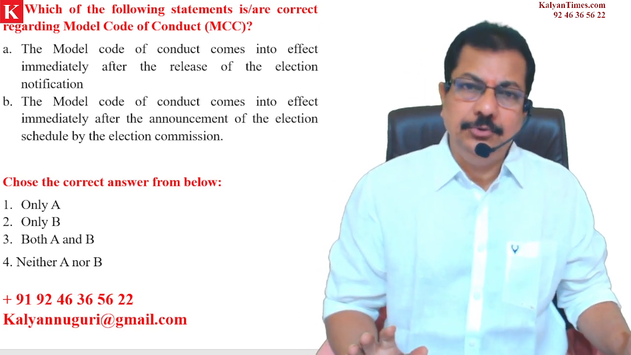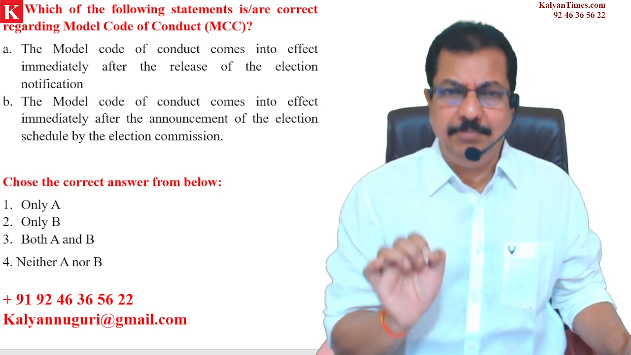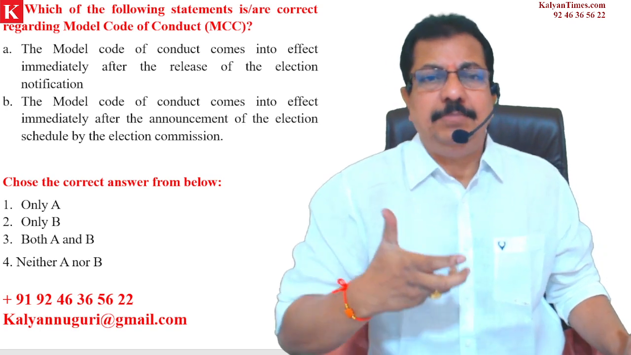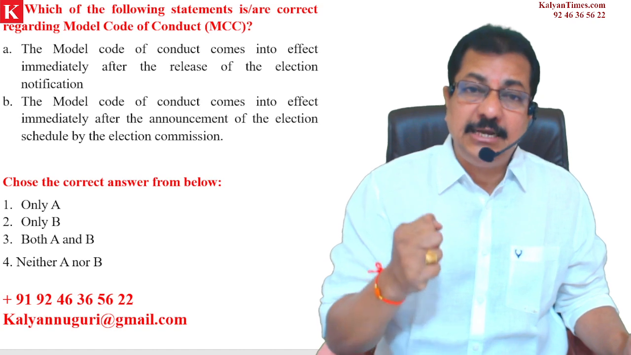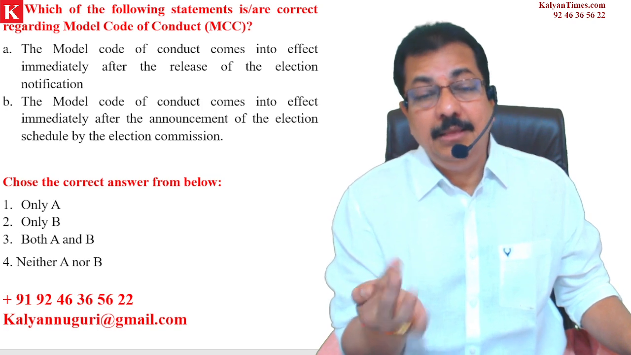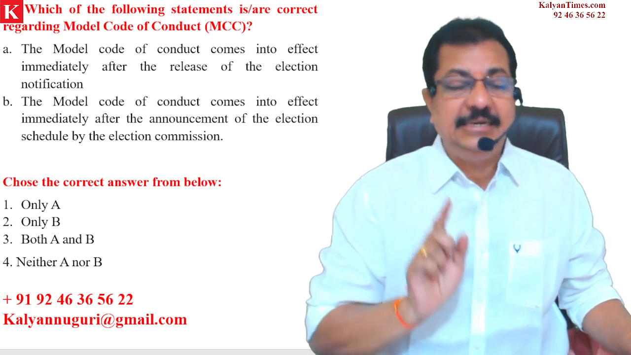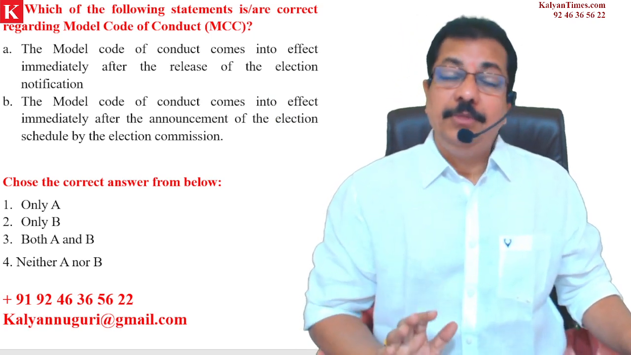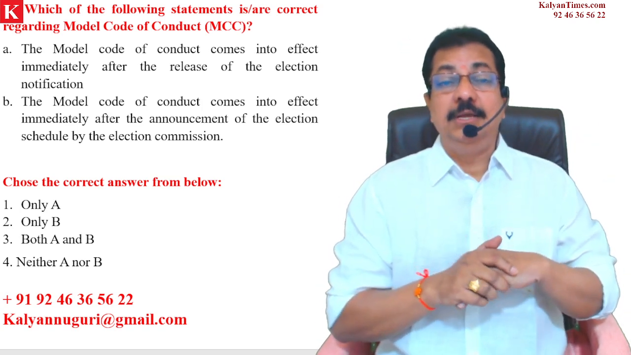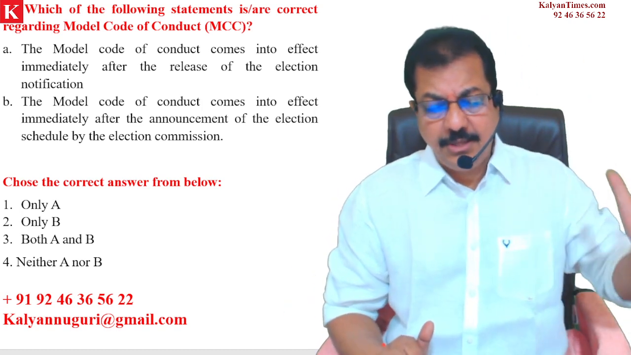Once you are very sure that statement A is wrong, please don't jump to answer B. You cannot take it that statement B is correct. You have to read that statement also, because if you look at option number 4, neither A nor B, meaning B may also be wrong. A is wrong, we understood. Now let's read statement B and find out whether it is correct or not. I am telling you so clearly, my dear friends, this is the way you have to prepare for the examinations.